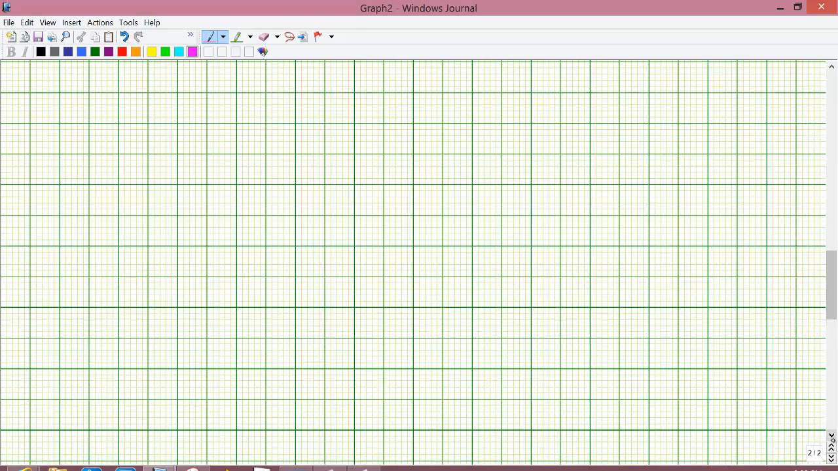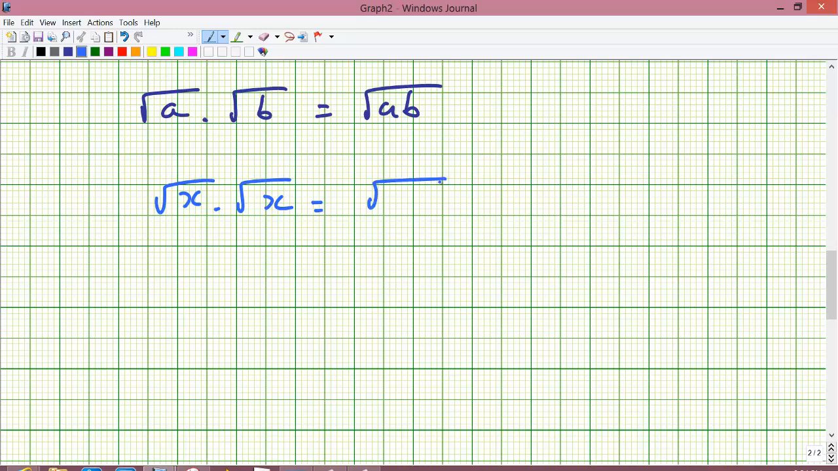Okay, right, we're going to continue with the next section here, and this time we're basically using exactly the same property, but we're going to do it in reverse. So in this case, we're going to express our property in this way. The square root of A times the square root of B is the square root of AB. So we can do it in very simple examples. Square root of x times the square root of x is the square root of x squared. And that can obviously be simplified to x.